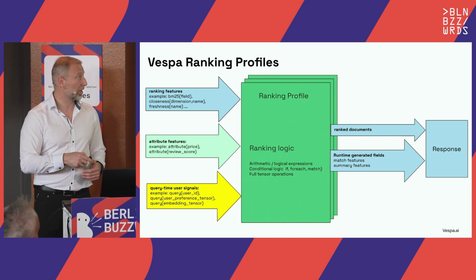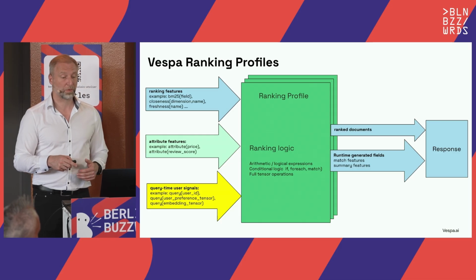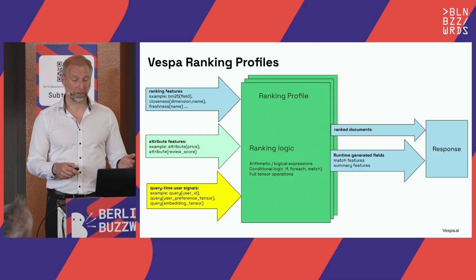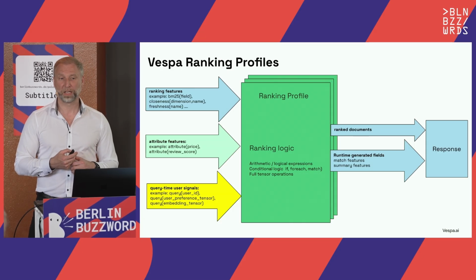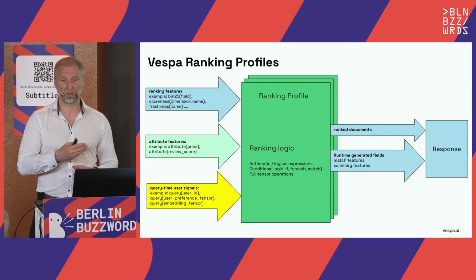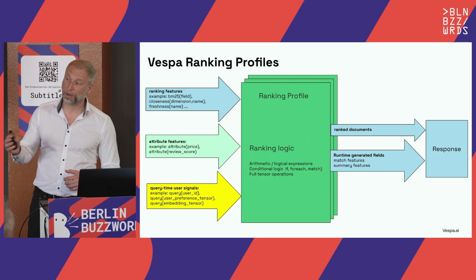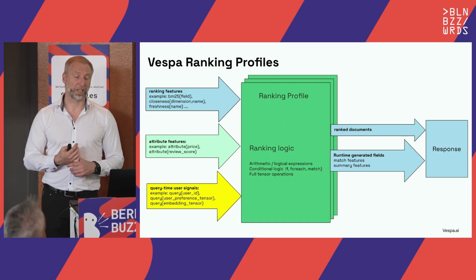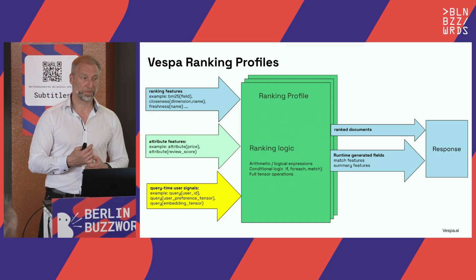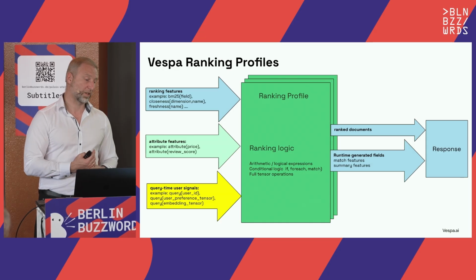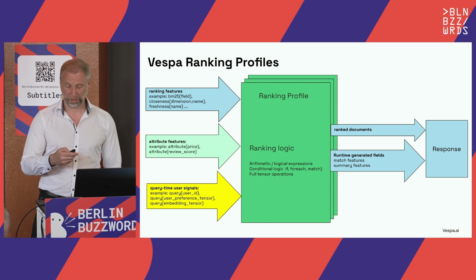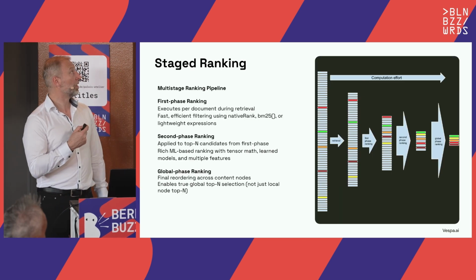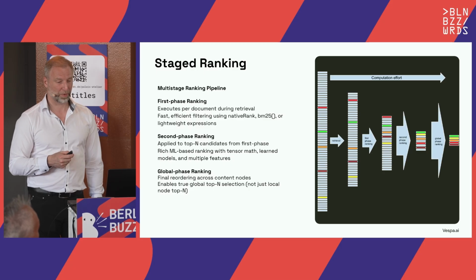And also you can generate summary features which will be results of expressions. Quite often these match features or summary features will be used by different companies to fine-tune the results, because you can expose all of those features outside of the ranking profile to the response documents, and then you can use them for, let's say, different models to retrain and then fine-tune the ranking profiles as well in the end.